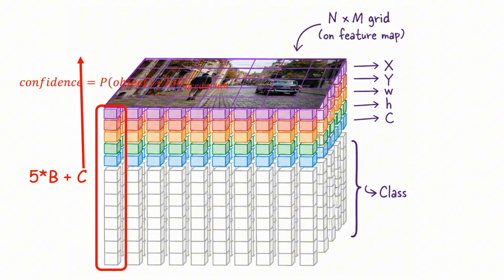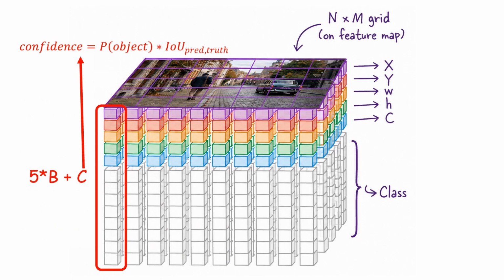The fifth value is the confidence score. But what exactly does this confidence represent? In the first version of YOLO, the confidence score is calculated as the probability that an object exists inside the predicted bounding box, multiplied by the intersection over union, or IOU, between the predicted box and the ground truth box. This means the confidence score is high only when 2 conditions are met. First, the model is confident that an object is actually present. Second, the predicted bounding box closely matches the ground truth box. Later, this confidence score is used to filter out weak predictions before applying non-maximum suppression.